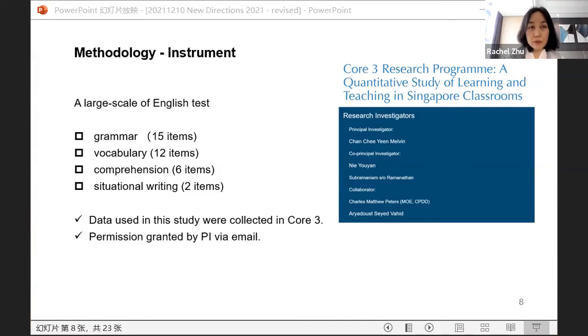Here is the methodology, specifically the instrument. This instrument is from the Course 3 research program. The principal investigator of this project is Dr. Melvin Chen, who is also our co-presenter today. So this is a large-scale quantitative study of learning and teaching in Singapore classrooms. And in this specific large-scale English test, there are 4 sections: grammar, vocabulary, comprehension, and situational writing scores. And there are 15, 12, 6, and 2 items in these 4 subsections.